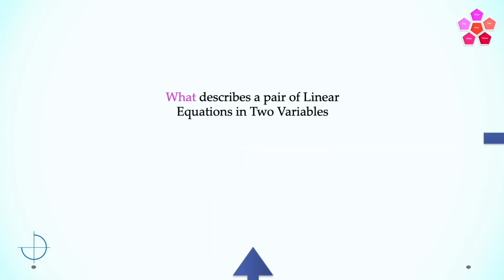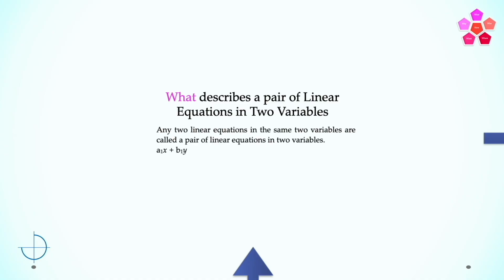So the next logical question is, what describes a pair of linear equations in two variables? Any two linear equations in the same two variables are called a pair of linear equations in two variables. For example, a1x plus b1y plus c1 is equal to 0 and a2x plus b2y plus c2 is equal to 0. These two equations represent two straight lines.